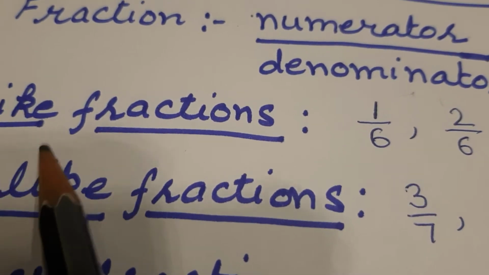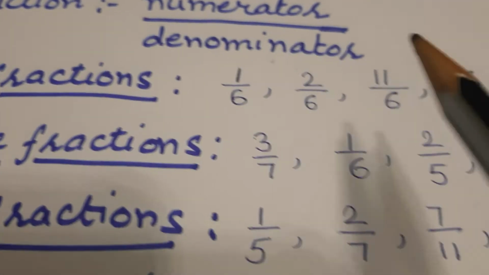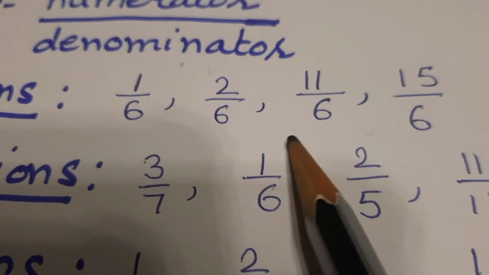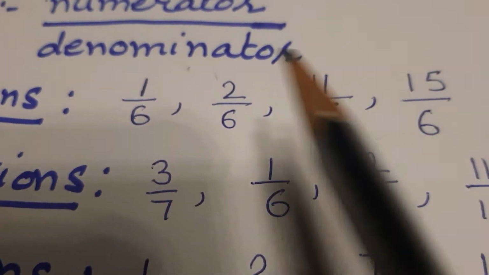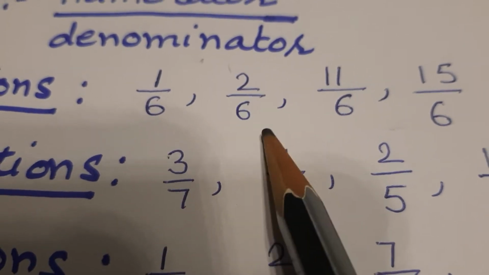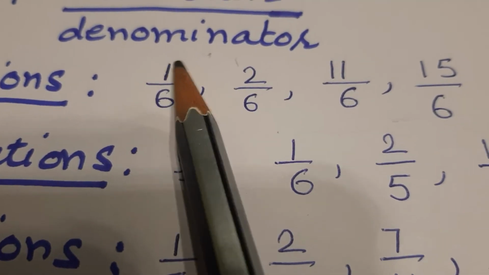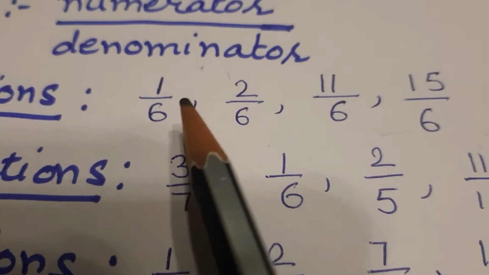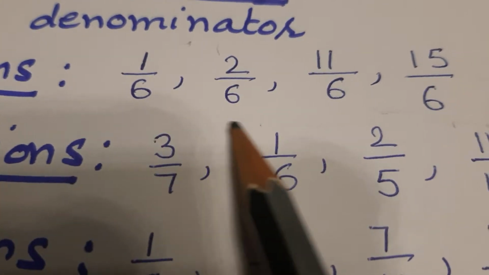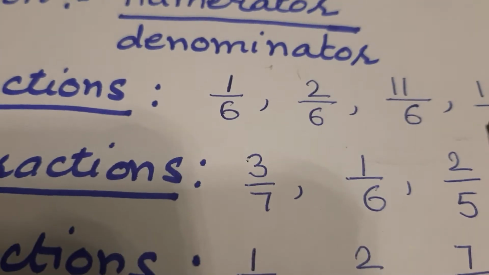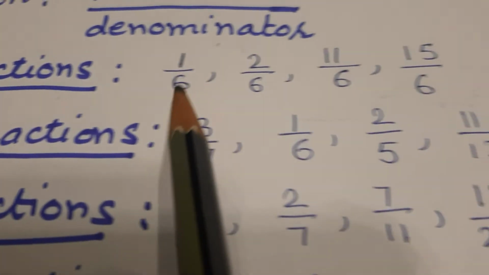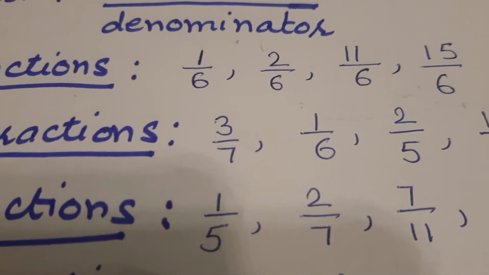So first is like fractions. Now you see the examples. What are you observing here? If you see, in all these fractions the denominators are the same, their numerators are different, but the denominators are same. It means the fractions which have the same denominators are called like fractions. These four are like fractions.